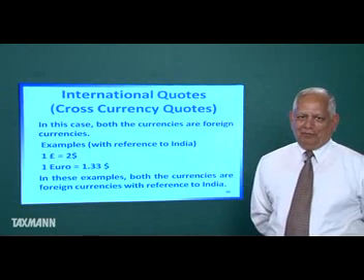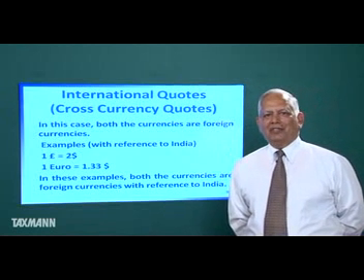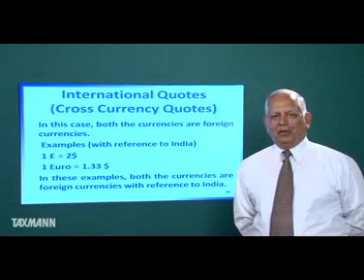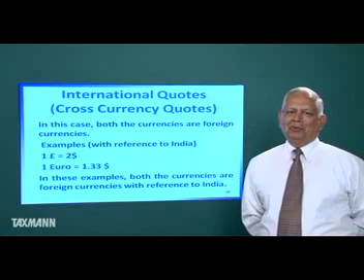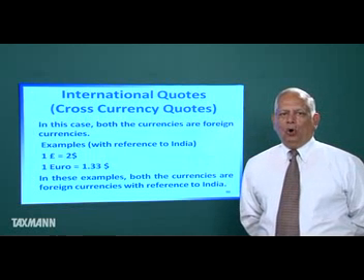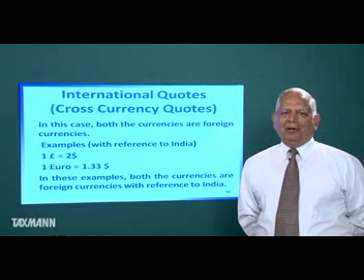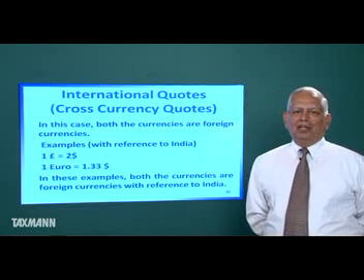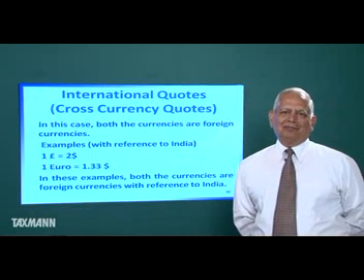To conclude, we can quote foreign exchange rates in 3 ways. Number 1, direct quotes. In this case, there is 1 unit of foreign currency and corresponding amount of home currency. Number 2, indirect quotes. In this case, there is 1 unit of home currency and corresponding amount of foreign currency. And finally, international quotes. In this case, both the currencies are foreign currencies.